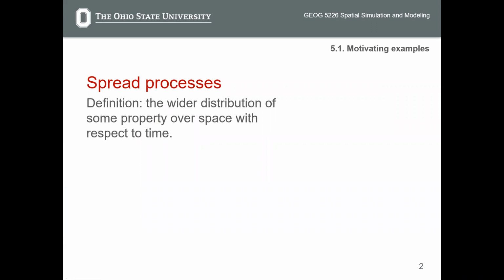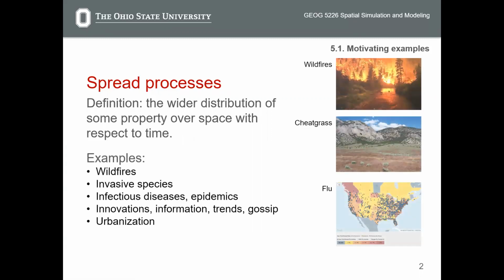So spread processes are actually everywhere in the real world. The definition is the wider distribution of some property. This property could be particles, individuals. These individuals can be humans, animals, or any agent, over space with respect to time. Some examples here: wildfires, right?